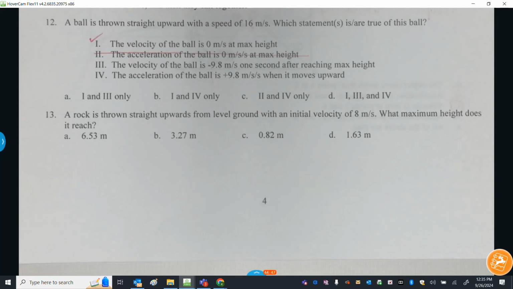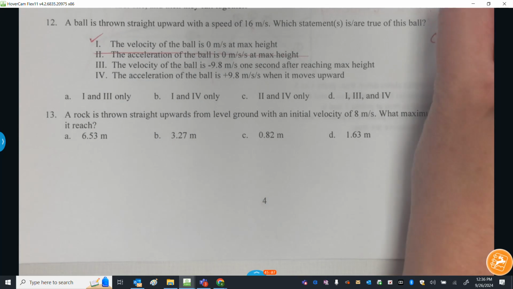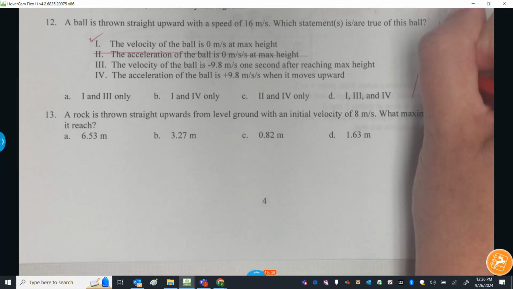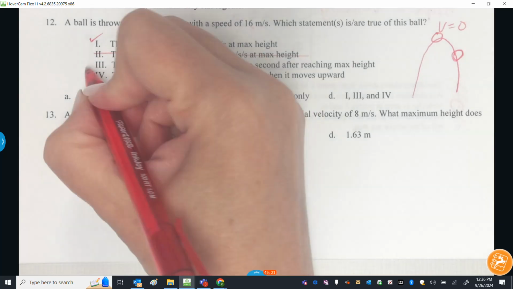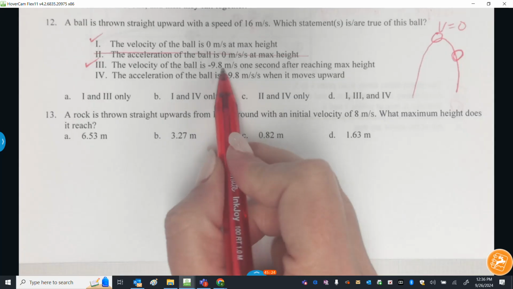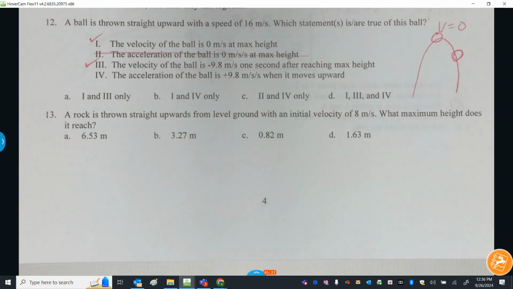The next one says the velocity of the ball is negative 9.8 meters per second 1 second after reaching max height. And guys, this is the definition of acceleration. If something accelerates at a rate of negative 9.8 meters per second each second, and at max height it has a velocity of 0, then 1 second later, by definition, it should be moving negative 9.8 meters per second, because that's how much it speeds up in that second. So this is actually a true statement. It should be moving that fast 1 second after reaching it, because that's the rate at which it accelerates, that much each second. So that is true.